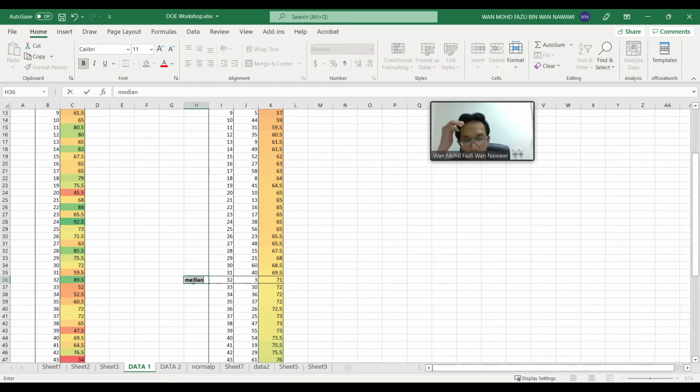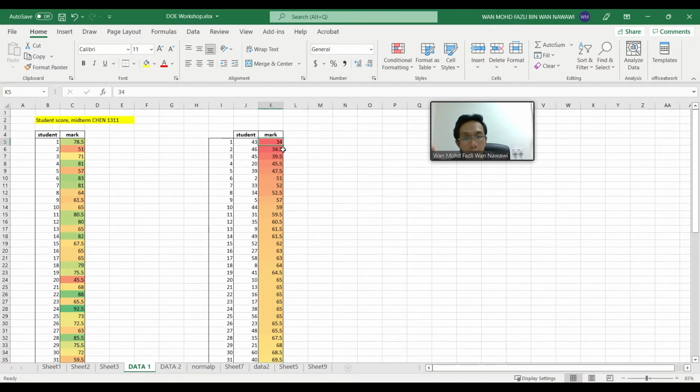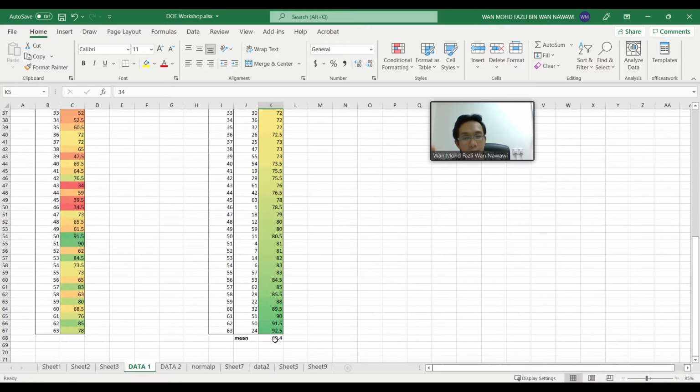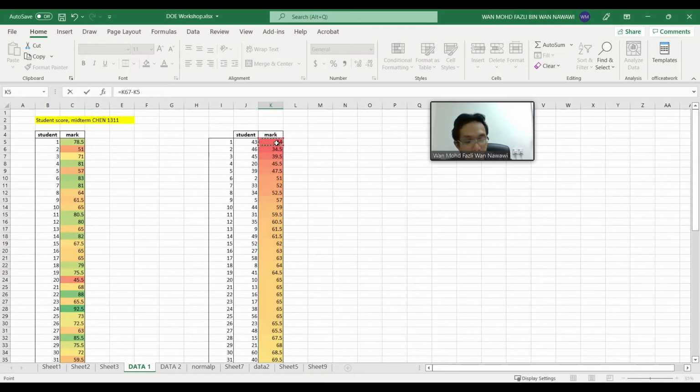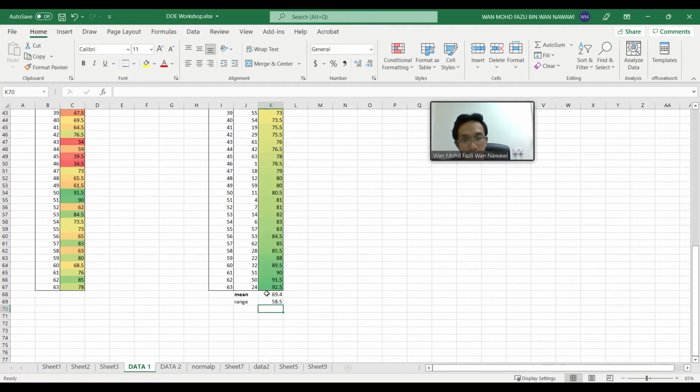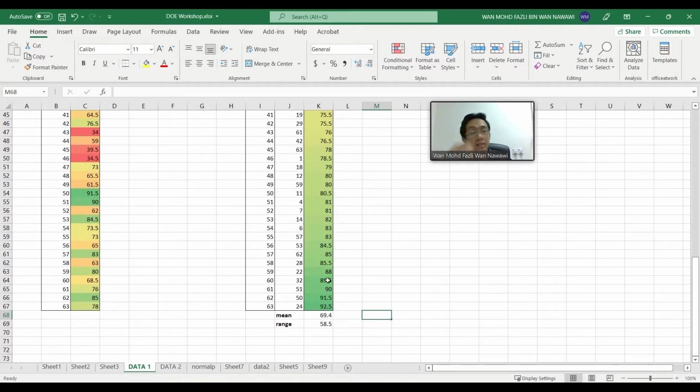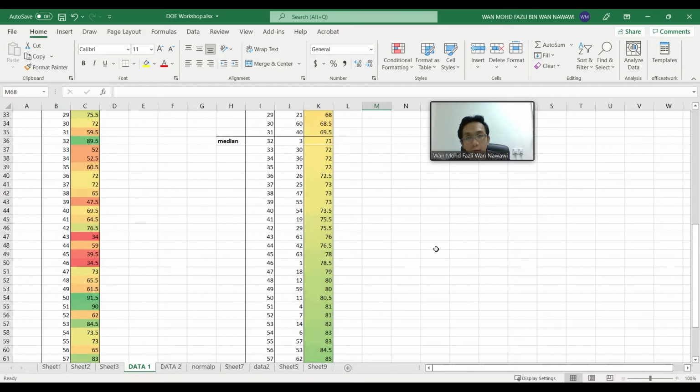And then I also want to find the range. So 34 is the lowest and the highest is 92. Let me put range. You have the highest one, 92, minus the 34. So you get that, and that is the range. So now you have three things that describe the data: median, range, and mean.